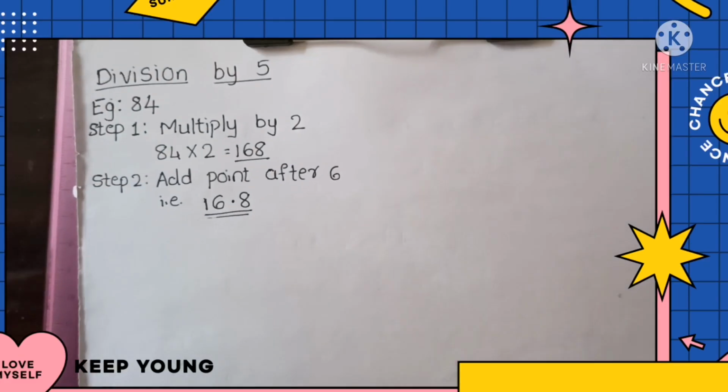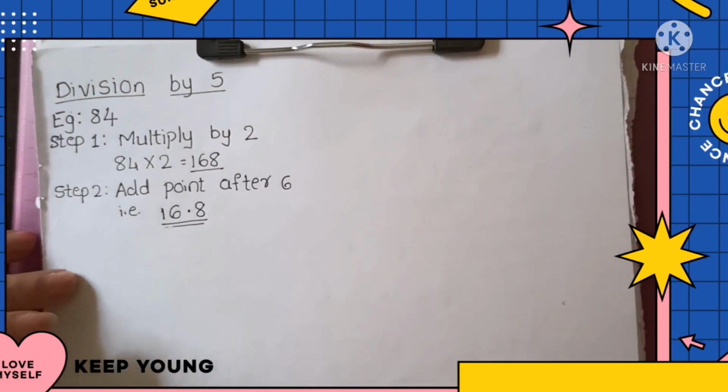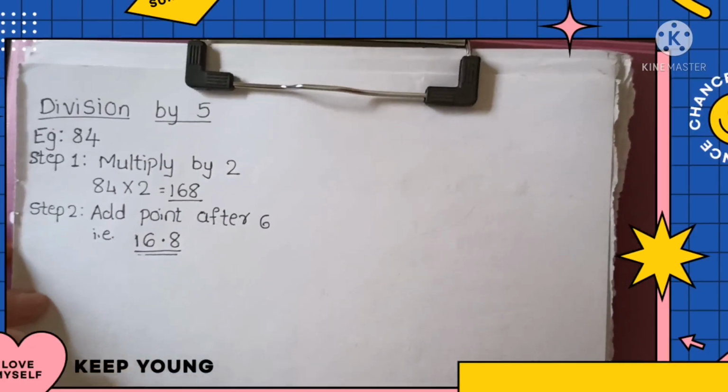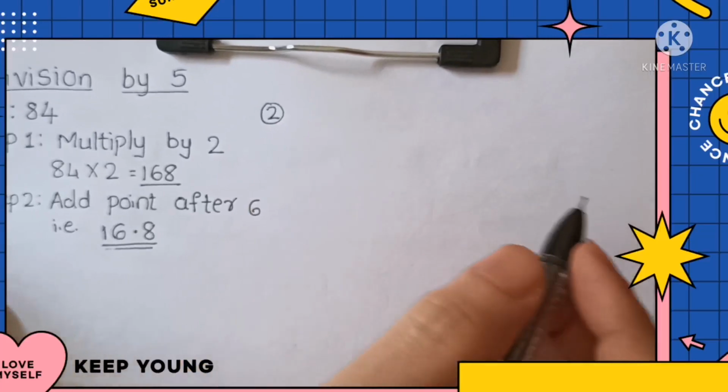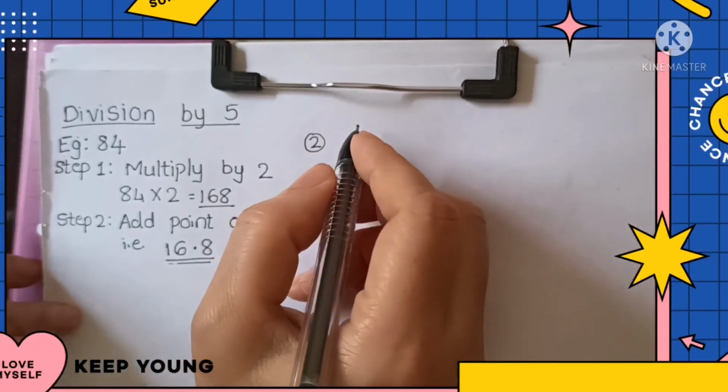So dividing 84 with 5, we get the answer as 16.8. You can check the answer in calculator. Let's see one more example to make this concept more and more clear.